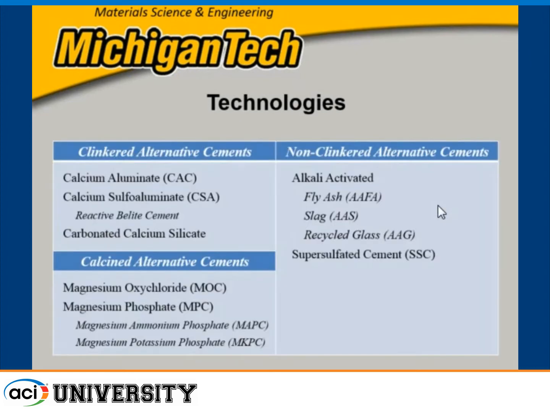And we try to capture that in the practitioner's guide, along with some case studies of where these materials have been used. So the materials that we talk about in the document are shown here on the screen, and some of these are probably familiar to you, such as calcium aluminate cement, calcium sulfoaluminate cements, carbonated calcium silicate cements. We tried to figure out a way to break these into groups, as you can see here. So we call them those that are clinkered alternative cements, those that are non-clinkered, and then those that are formed from calcining of materials. So in the calcining category, we really have the magnesium oxide, magnesium phosphate type of products. And then in non-clinkered are basically the alkali activated materials, activated fly ash slag, recycled glass, and supersulfated cements.